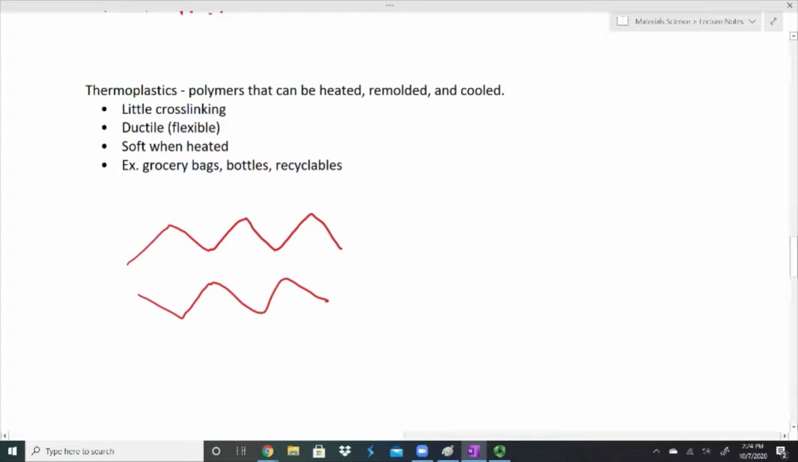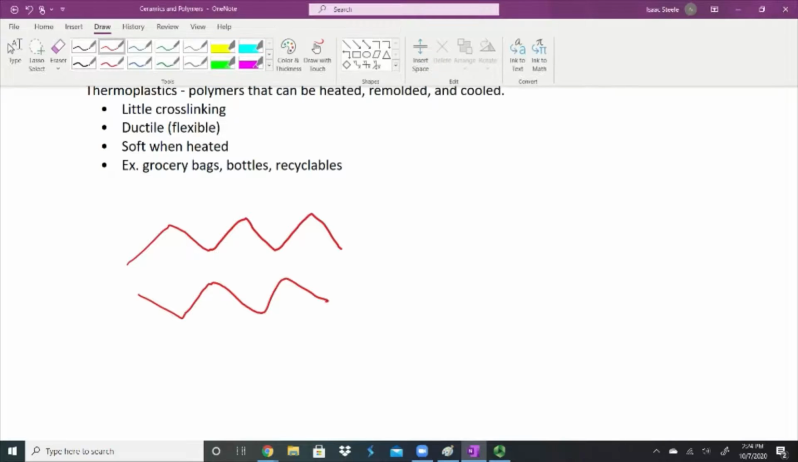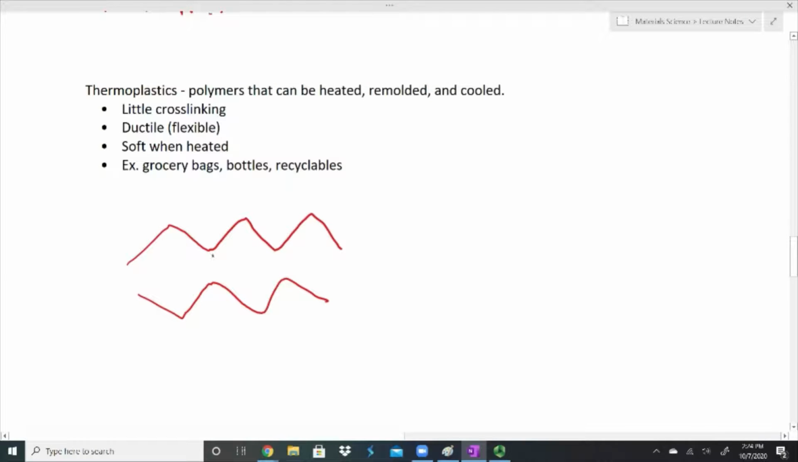And when they get close to another chain, even if it's its own chain folding back in on itself, there's going to be some attraction here. And these attractions are going to be van der Waals. This is a linear chain. Linear attraction. Basically, we have these long linear chains and they're attracted to each other.